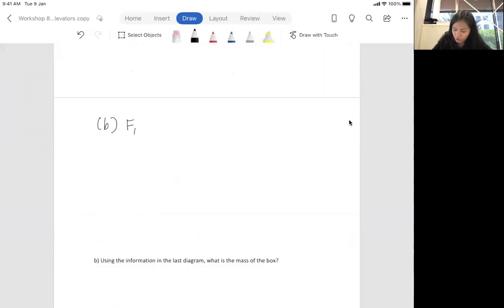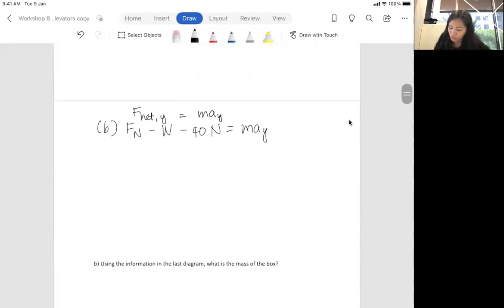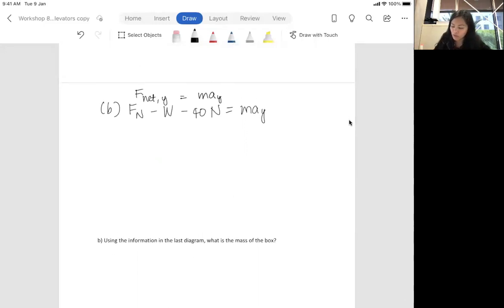So you have normal force minus the weight force minus 40 newtons. That's equal to mass times acceleration along the y, because F net along the y equals mass times acceleration along the y. Again, if you look at the relative sizes of the force vectors along the y, if you combine the lengths of the 40 newton force and the weight force, it's roughly the same length as the normal force. And so you have these counteracting forces that will give you zero acceleration along the y.